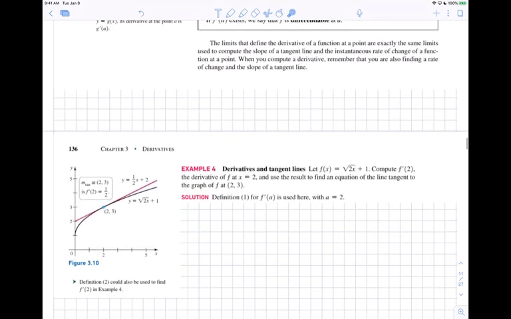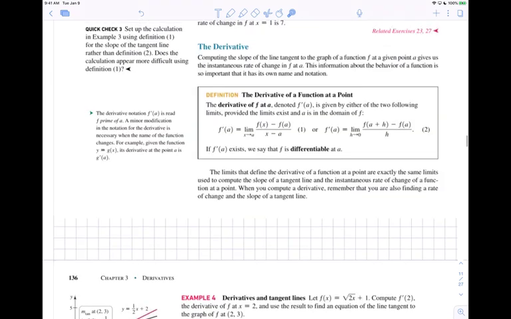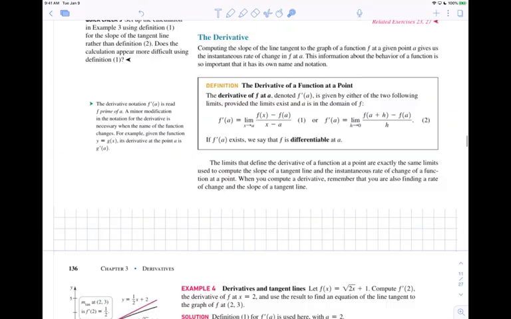So in this example, we have this function. We're asked to compute f prime of 2, the derivative of f when x is 2, and use the result to find an equation of a tangent line to the graph at this point. They said to use definition 1, so this should be the limit as x approaches a. Let's use definition 1 to solve this one.